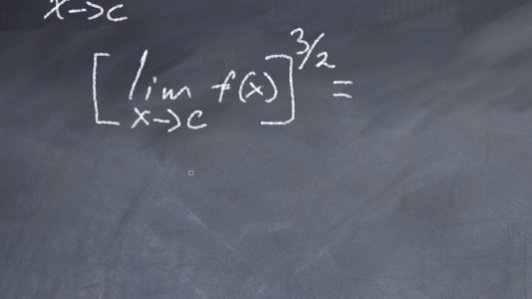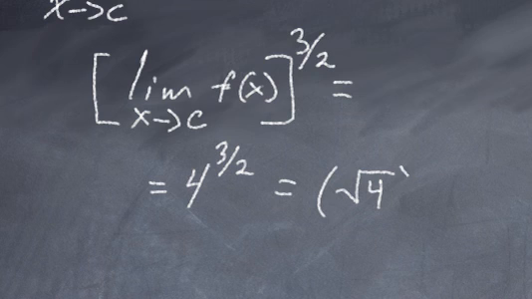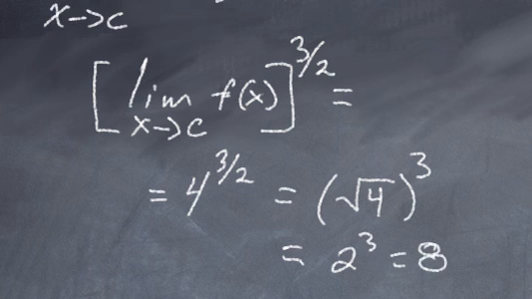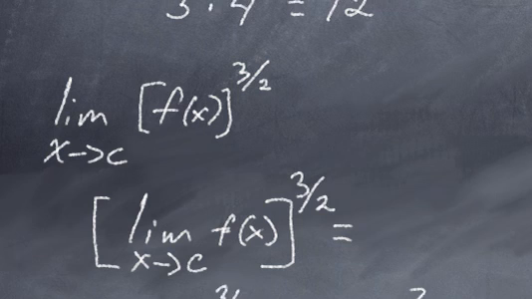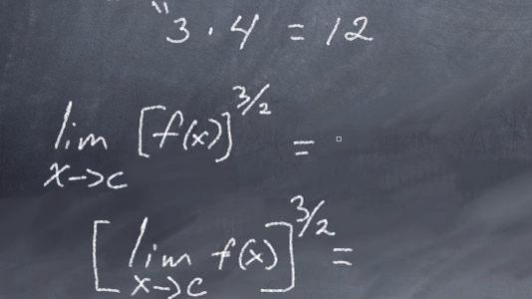So this is 4 raised to the 3/2. And so this is kind of like saying this, all raised to the third power. So that's going to be 2 to the third, which is 8. So we can say that this is equal to 8 because the limit of f(x) as x approaches c has been defined in the very beginning.